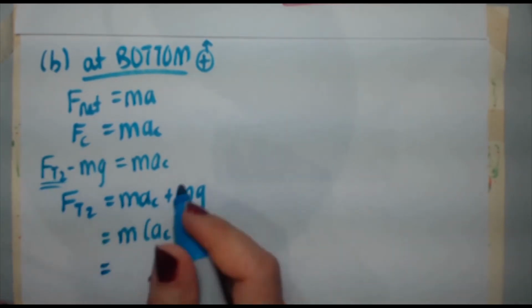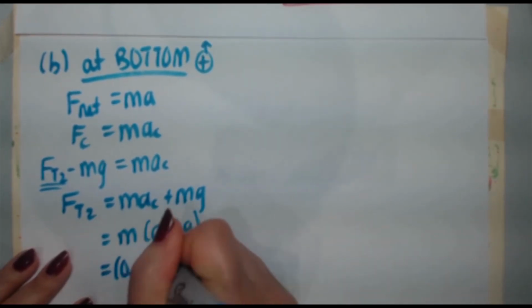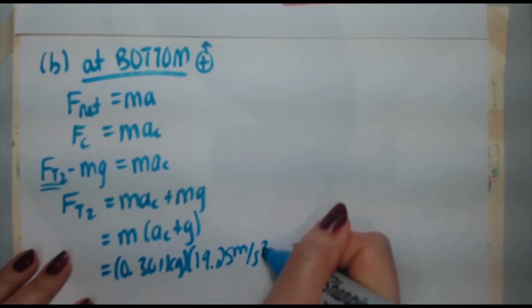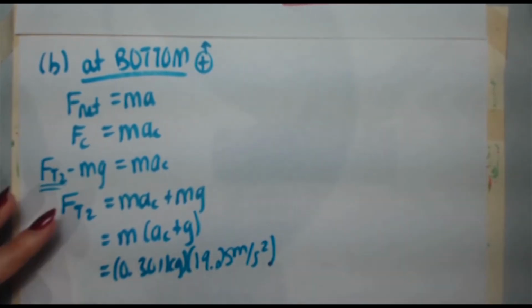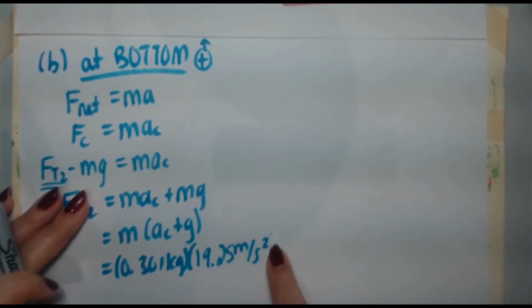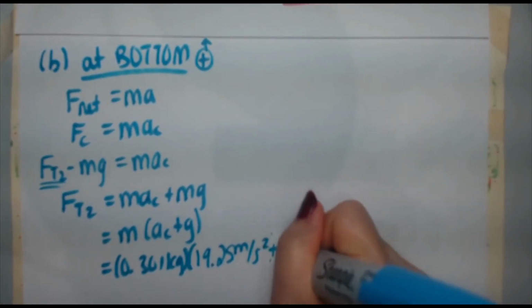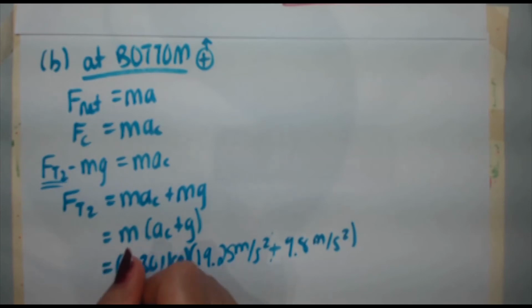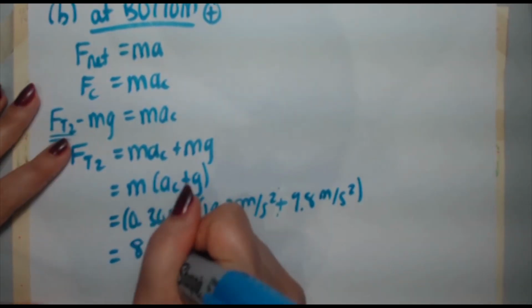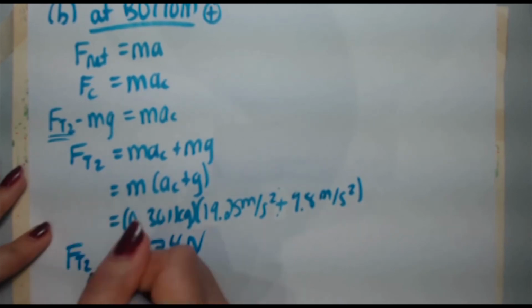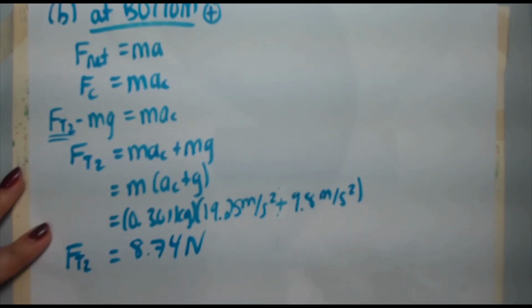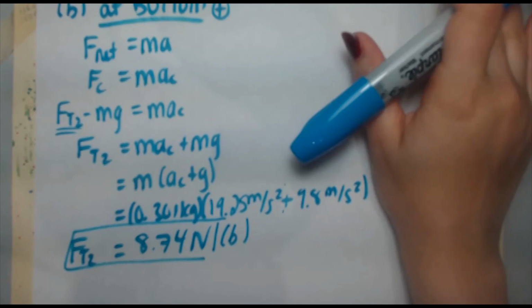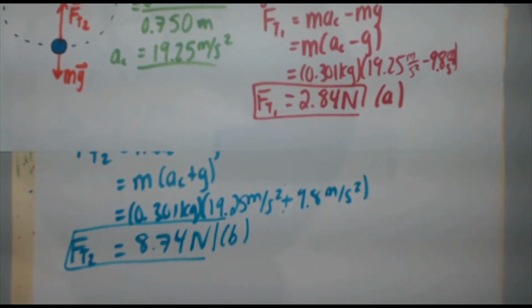So plug in your values. Mass is 0.301 kilograms. Your acceleration, 19.25 meters per second squared, plus 9.8 meters per second squared. When you find all that out, you end up with 8.74 newtons, which is a great deal higher than 2.84, right? It's about 3 times bigger. So there is your force of tension at the bottom. You had your force of tension at the top up here, clearly smaller, so your answer makes sense.